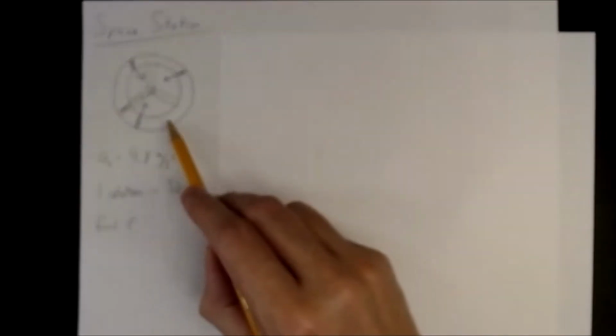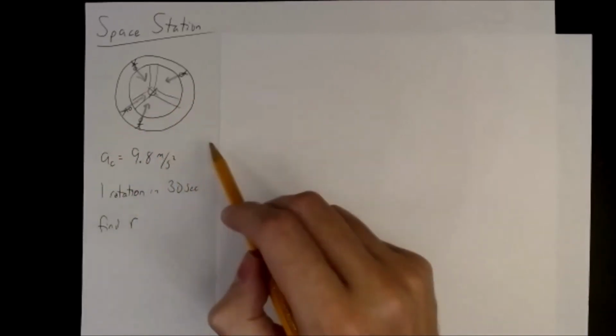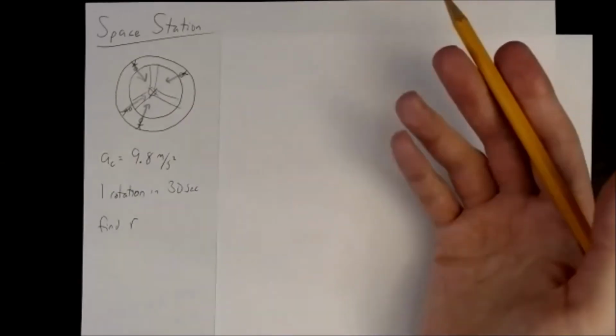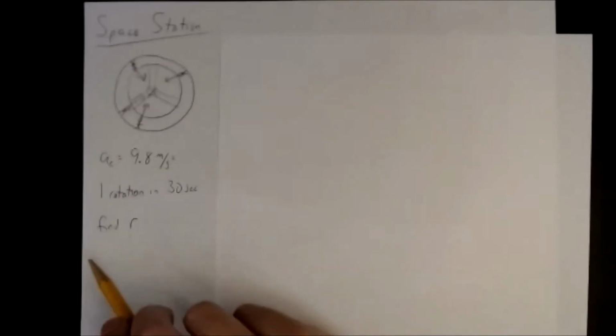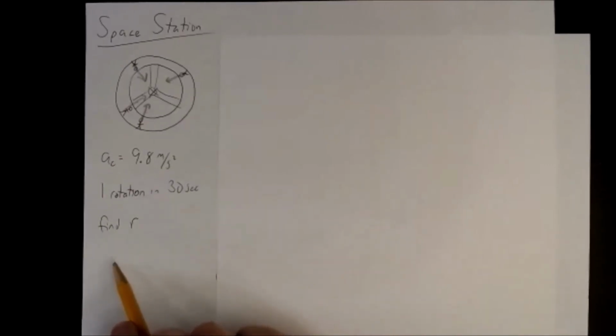If you're in a space station like this, that was spinning at the right rate, you would not be able to tell that you were not on Earth. Unless you did some careful experiments, you would not be able to tell that you were not on Earth. You'd be able to walk around normally on this space station.